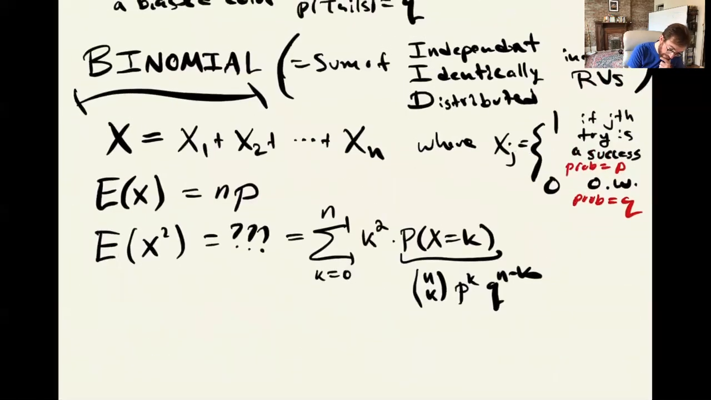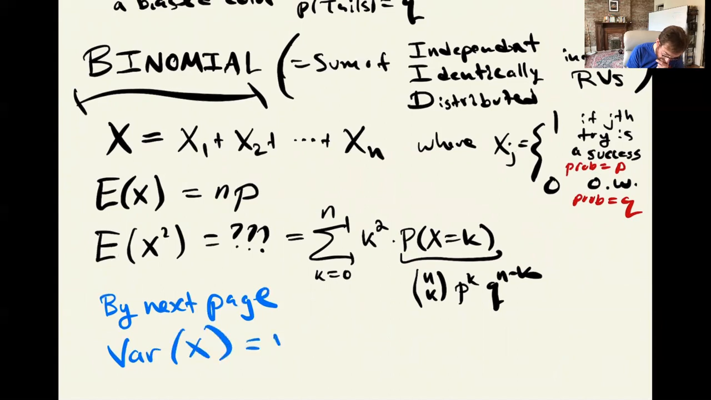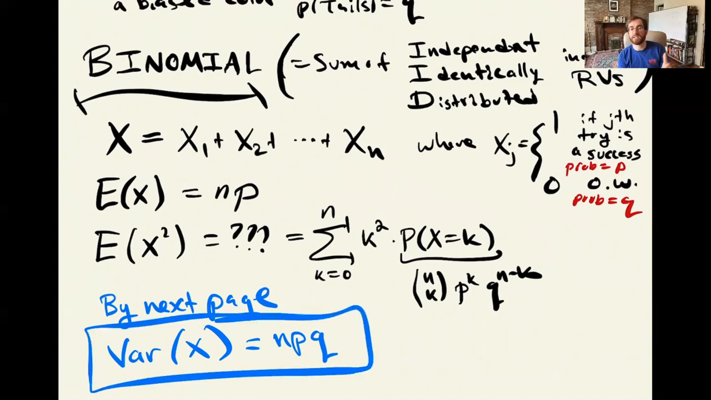over here, by next page, we end up skipping this completely and just saying that the variance of X equals npq. And so you can actually use this to figure out, well, what's the expectation of X squared, which was this thing we were trying to get at here. I'll remark that this is also sometimes called the second moment of the binomial distribution.